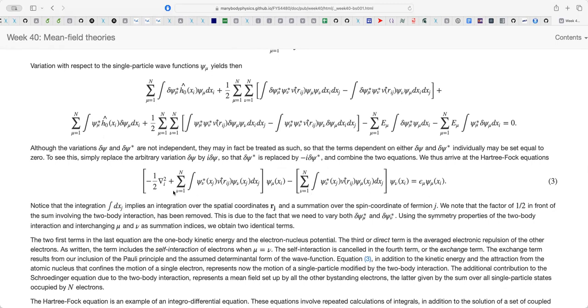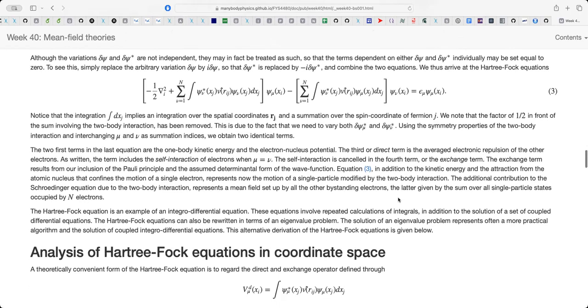And this is an equation which contains an integral, and it contains a second derivative. And we normally call that an integral differential equation. And normally, this type of equations are more cumbersome to solve than rewriting this in terms of an eigenvalue problem. And this is the one we are going to derive tomorrow, the eigenvalue problem for the same equations.